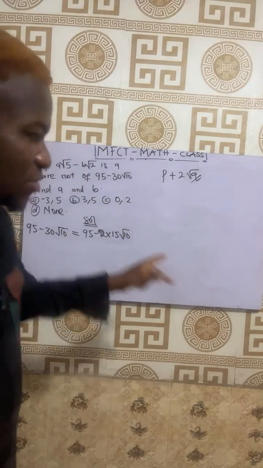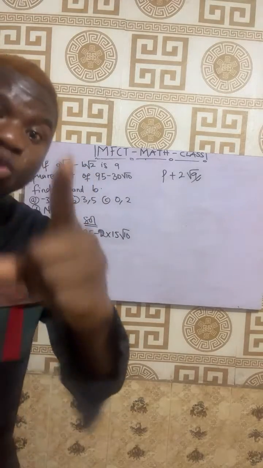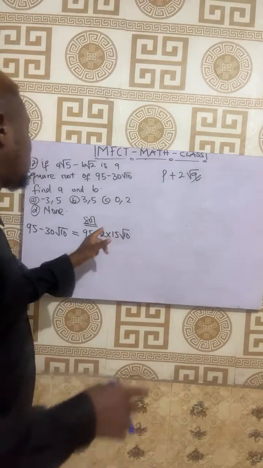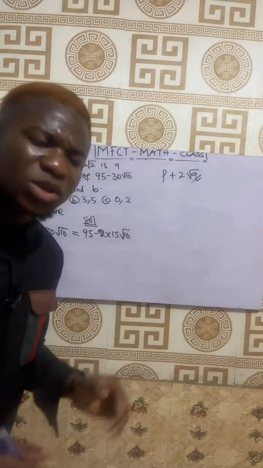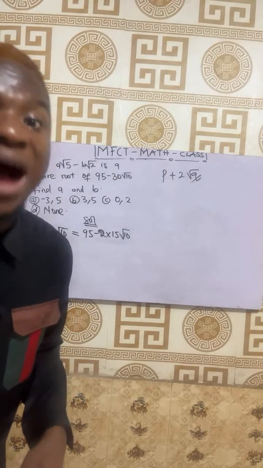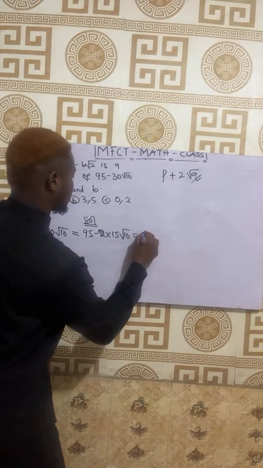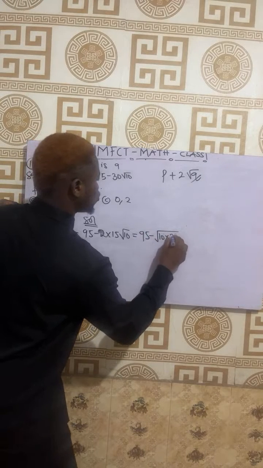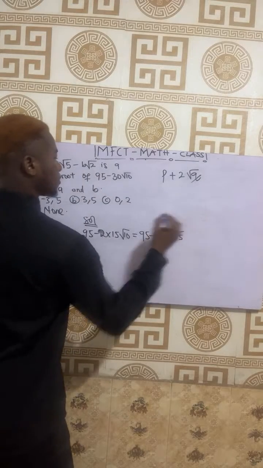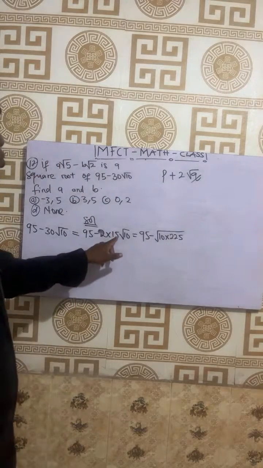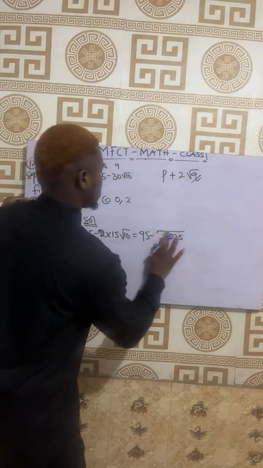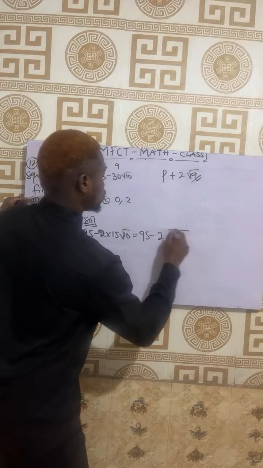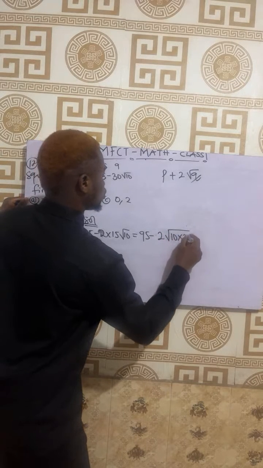We are going to do 2 things with this 15. The first thing is that we are going to square this 15. And the second thing is that whatever we get after squaring this 15, we are going to put it under the square root. So guys, what is 15 squared? That is 225. So this will just turn to 95 minus 2 root 10 times 225.